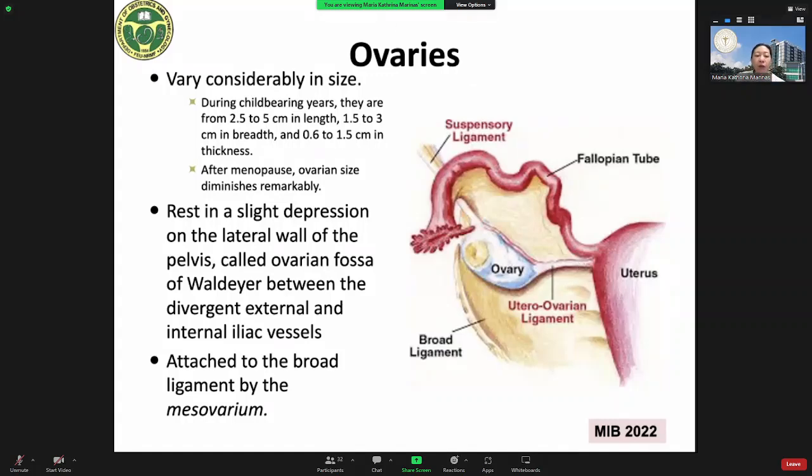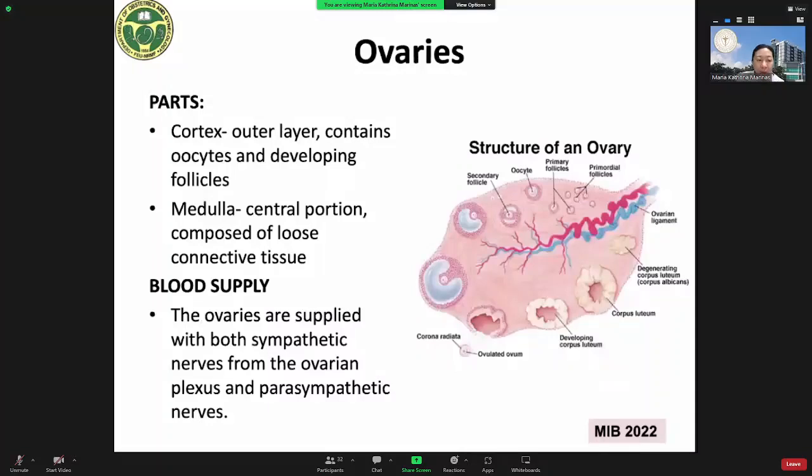Parts of the ovaries: the cortex or the outer layer contains the oocytes and developing follicles, whereas the central portion or the medulla is composed of loose connective tissue. Blood supply: the ovaries are supplied with both sympathetic nerves from the ovarian plexus and parasympathetic nerves.